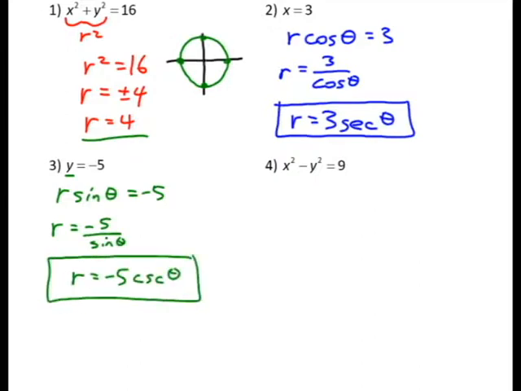Now we look at a hyperbola. X squared minus y squared equals 9. It's tempting to try to use somehow x squared plus y squared equals r squared. You can see we run into problems when we try to get that sign to change. Instead, we'll fall back on r cosine theta and r sine theta.